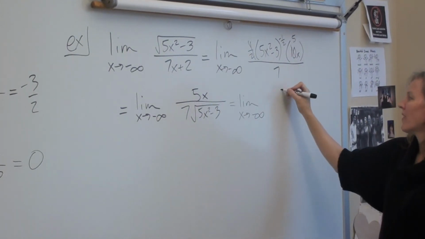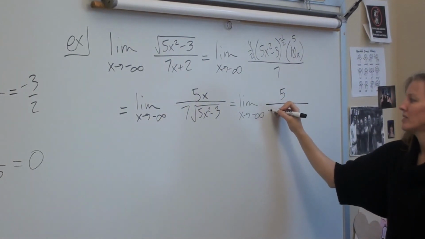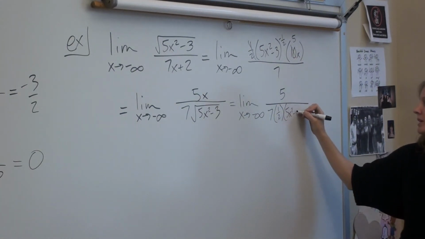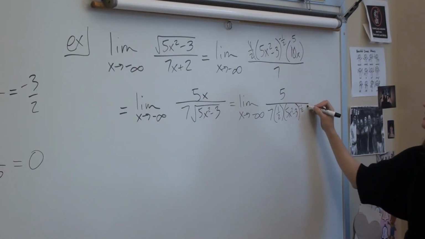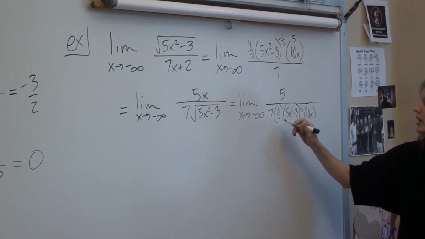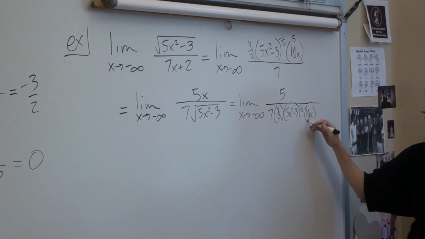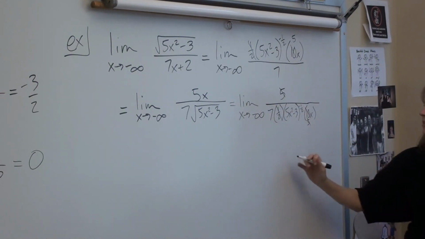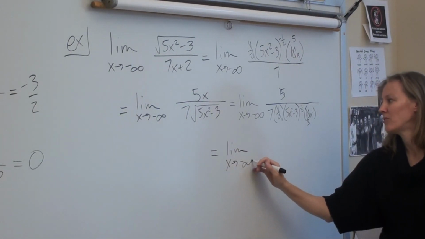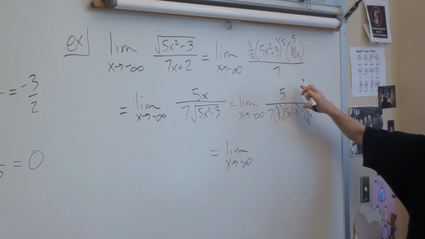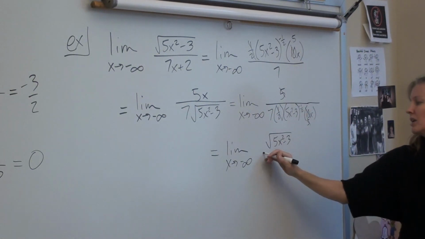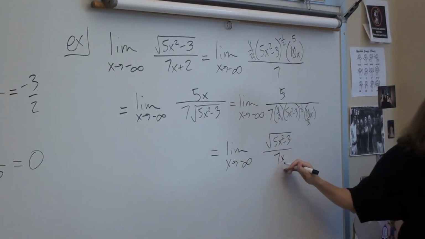So on top I have 5. On the bottom I have 7 times 1/2 times 5x squared minus 3 to the negative 1/2 times 10x. So I cancel the 1/2 and the 10 and I get a 5, and I'm going to cancel the 5 and the 5, and I end up with the limit as x approaches negative infinity of root 5x squared minus 3 on the top, 7x on the bottom.